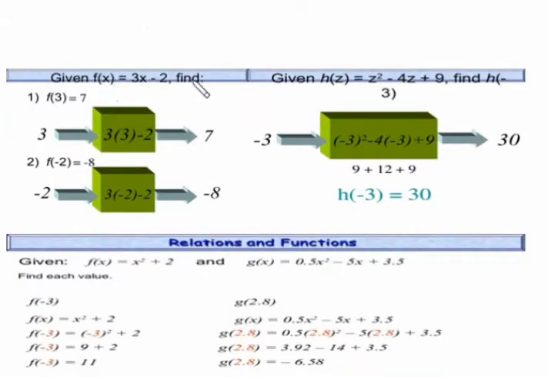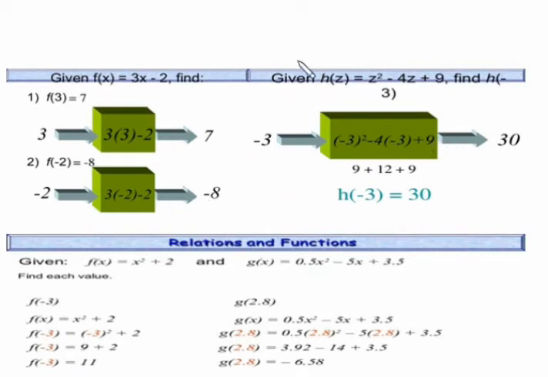Here f(x) is equal to 3x minus 2. Find f(3). When we put 3 in place of x, we get 7 as the output. For f(minus 2), when we put x equal to minus 2 in this place, we get the value minus 8.